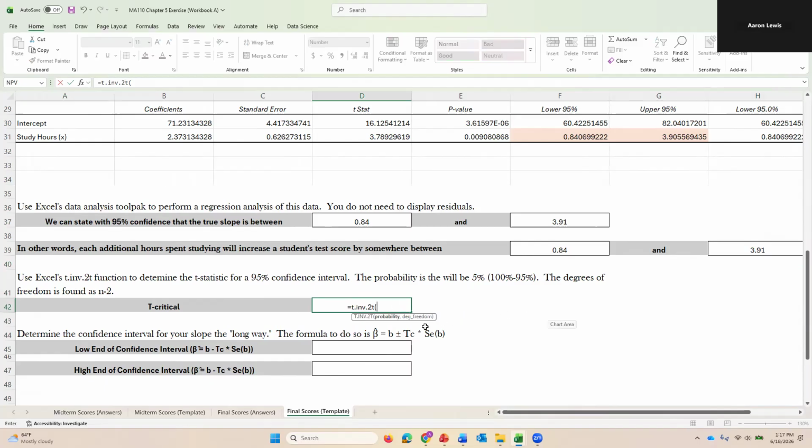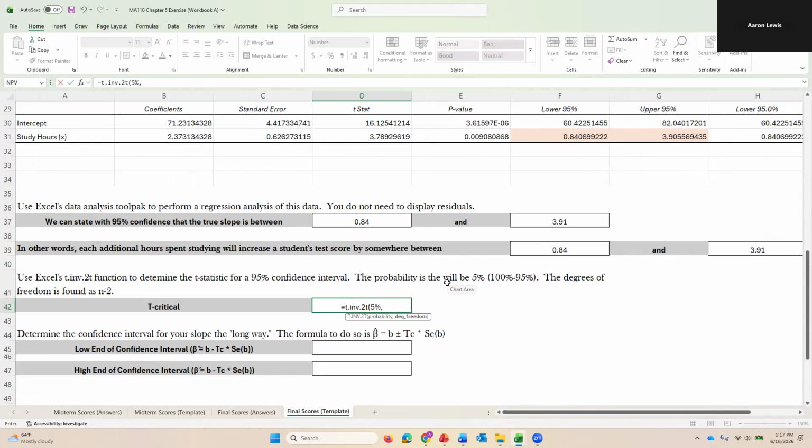And this function asks us for two things. The first one is the probability. And as I wrote up here, the probability is always the complement of your confidence level. If you have a 95% confidence interval, you want to be 95% confident in your findings. Well, the probability that Excel is asking for is the probability you'll be wrong. So if you're 95% confident, you're 5% unconfident, or you're giving yourself a 5% chance of making an errant statement.